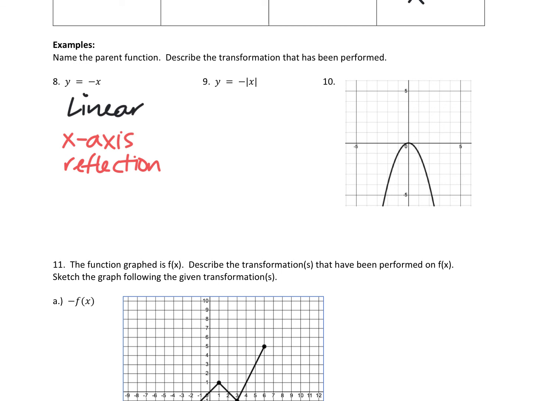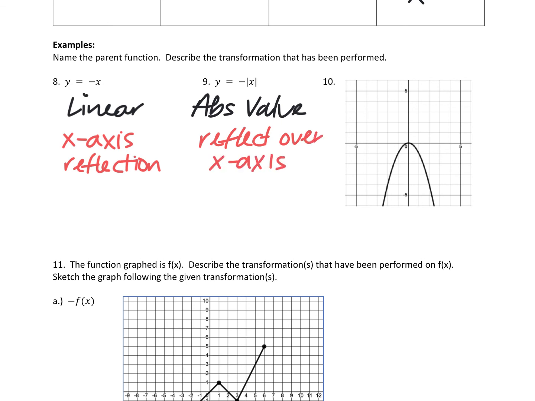Okay, this next one hopefully is a little bit easier. You've got bars. What is it? Absolute value. And again, you have the negative in front, so it reflects over the x-axis. I'll say it a different way this time. Number 10 is a parabola. We call that quadratic. And again, these are all the same. They reflect. They just flip.